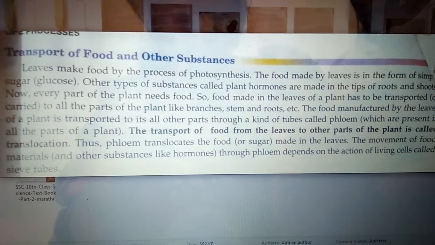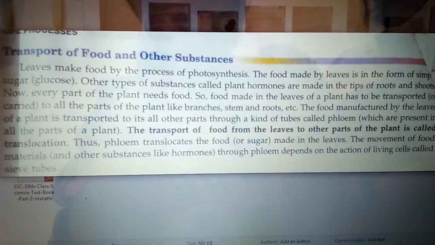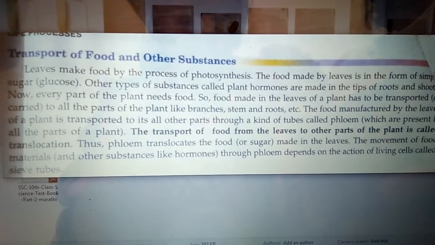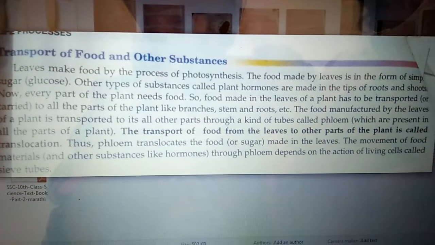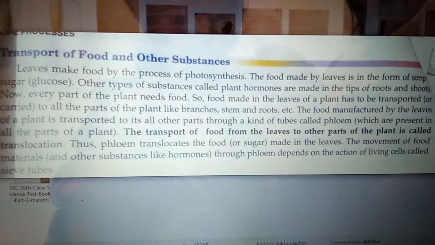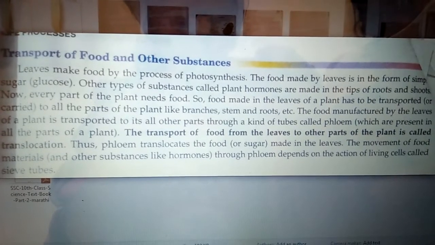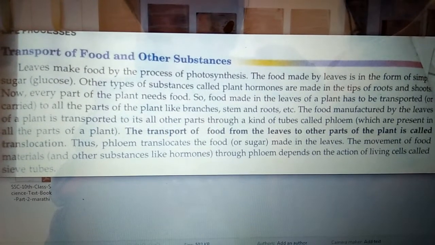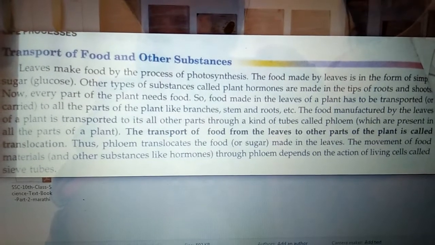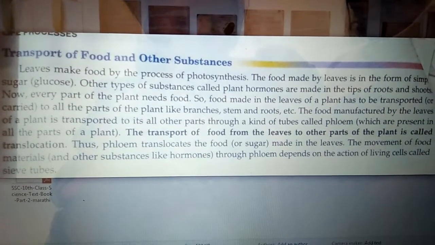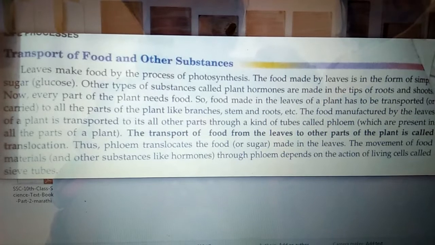Phloem transports the food material from downward to upward, in both directions. It is bidirectional. Along with that, it also transports the plant hormones. So the transportation of the food material from one part of the plant to another part of the plant is called translocation.